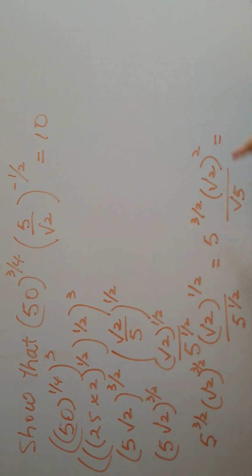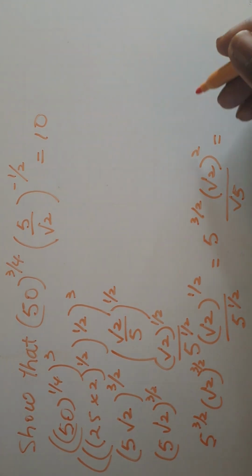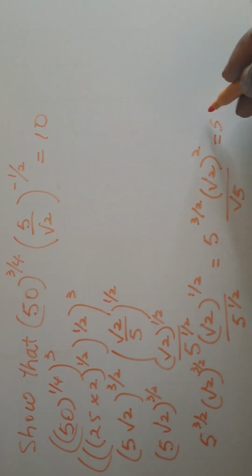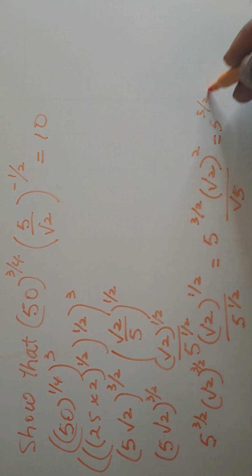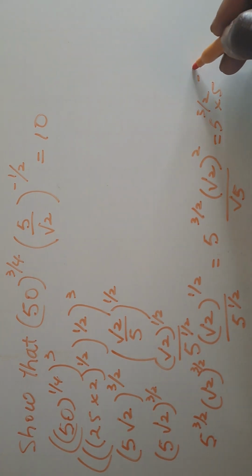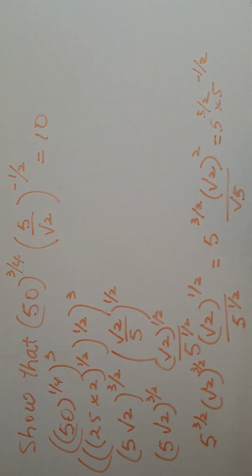Further to this, root 2 squared is the same as 2, and we have this as 5 raised to the power half in the denominator becomes 5 raised to the power of a negative half. So we have here 5 raised to 3 over 2. We bring this into the numerator as 5 to the minus a half. And then also we have root 2 squared, which is 2.